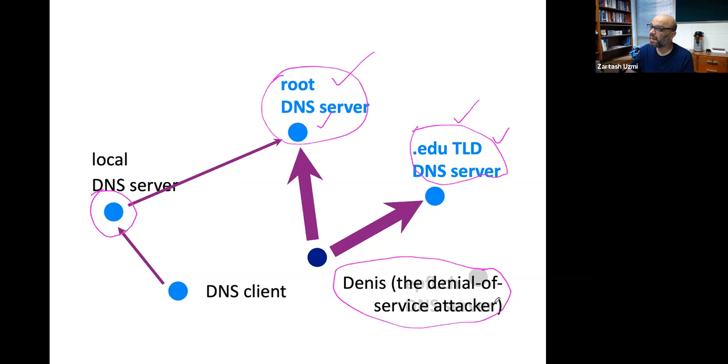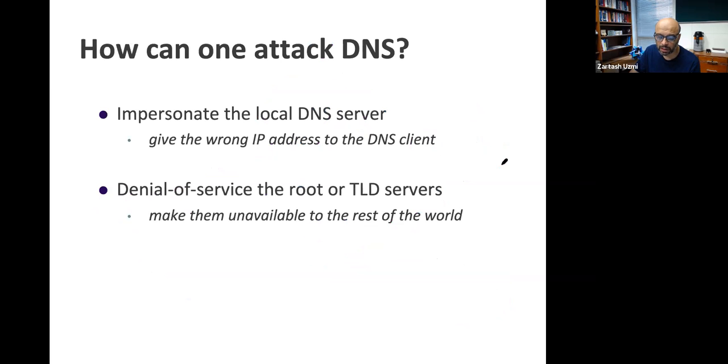More recently, I think 2-3 years ago, using IoT devices, people were able to launch a huge amount of traffic and overwhelm the TLD servers, which were then not able to respond to the local DNS servers. So impersonation and then denial of service. There is another way that you can attack, and by the way, many more ways.